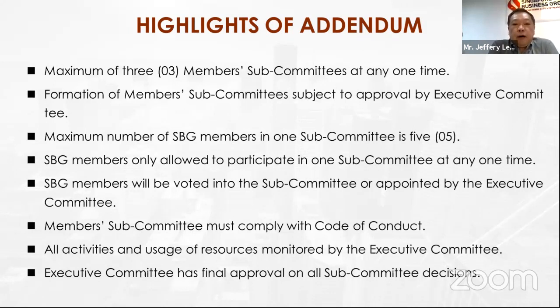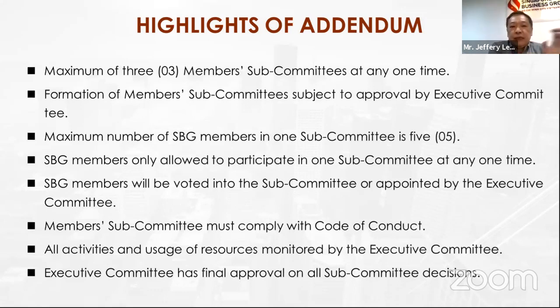The maximum number of SBG members in one subcommittee is limited to 5, and all members are only allowed to participate in one subcommittee at any one time. So this is to ensure that the members who participate in the subcommittees are spread out throughout the subcommittees, and there are more members who are able to participate. SBG members will be voted into the subcommittee or appointed by the executive committee.